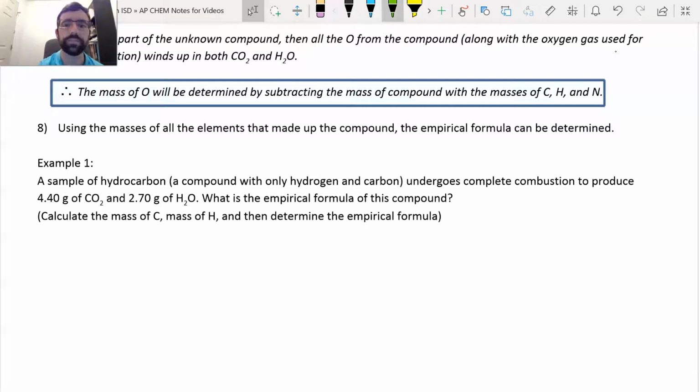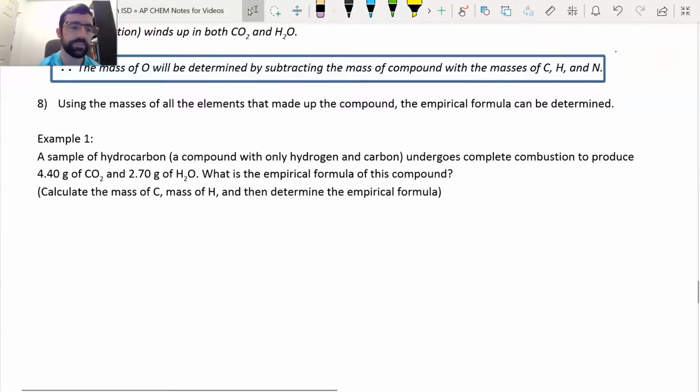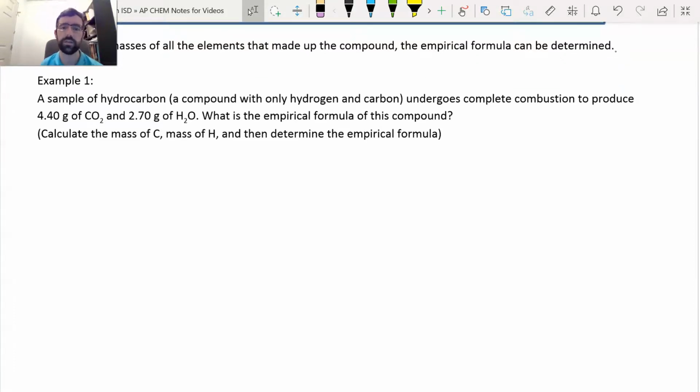Oxygen is part of the unknown compound. If oxygen is part of the unknown compound, then all of the oxygen from the compound, along with some of the oxygen gas used for the combustion, ends up being in CO2 and H2O. So that's a little trickier to figure out. The only way to do it is by finding the other substances first, and then we would subtract. So the mass of O would be determined by subtracting the masses of C, H, and N from the mass of the compound. Using masses of all of the elements that made up the compound, the empirical formula can be determined.